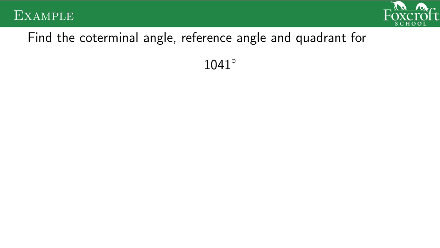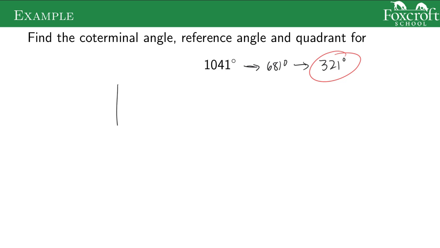Same thing for this one, 1041. This is a bigger angle, so I'm going to subtract 360 from it. The first time I subtract 360, I see that this is coterminal to 681. That's still too big, so I subtract 360 again. And that's coterminal to 321. That's 321 degrees, which is smaller than 360, so that is my smallest coterminal angle.